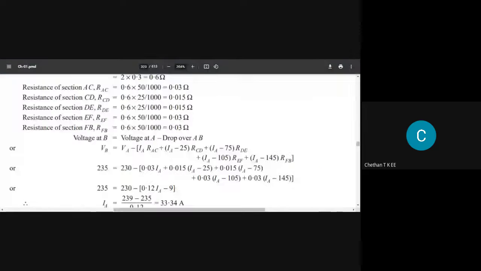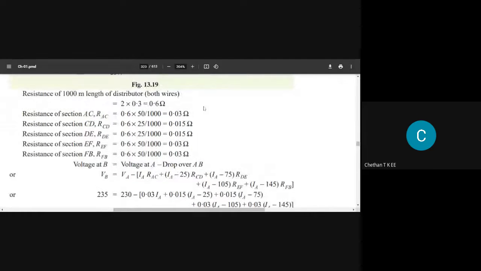And for section EF, I'm getting 0.019, approximately 0.02. For the resistance of the section F and B, I'm getting 0.03. So AC is equal to CD is equal to FB is equal to 0.03, and section DE is 0.01 and section EF is 0.02. Okay, one minute. Are you verifying the answers on the screen right now? Just a second, sir. I'll check. Verify what I have shared on the screen.